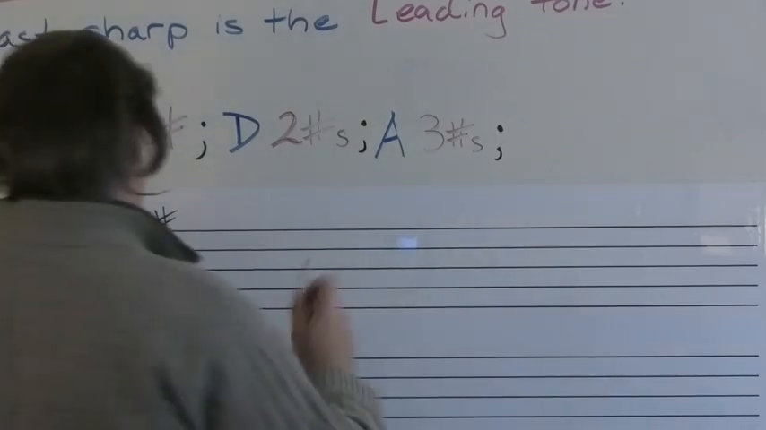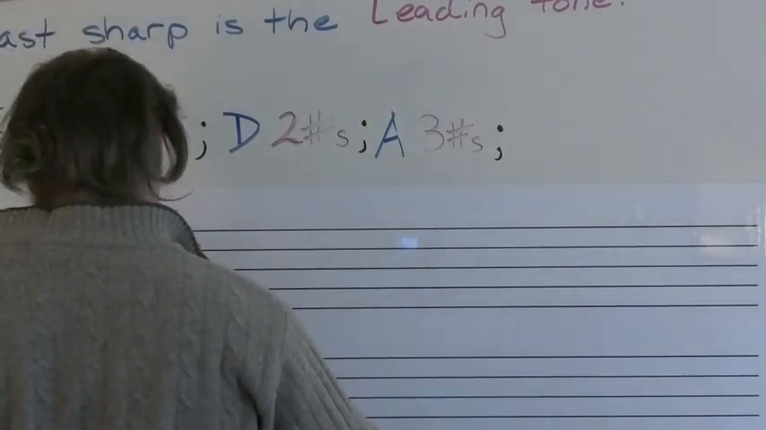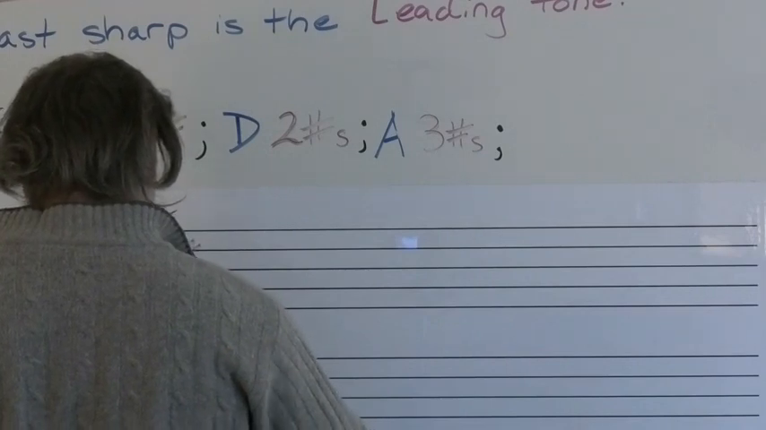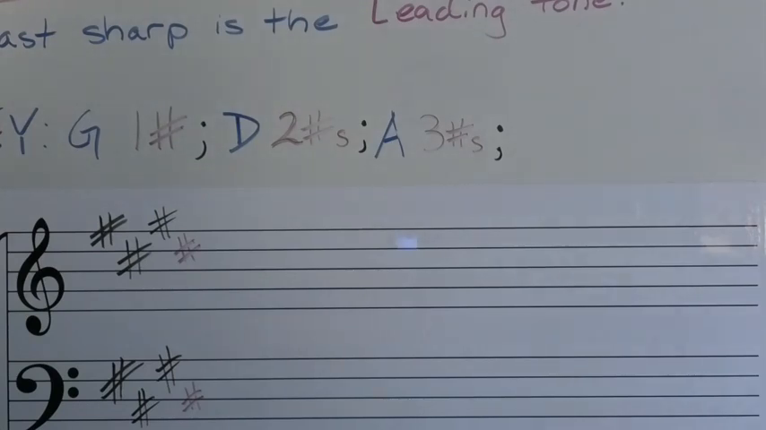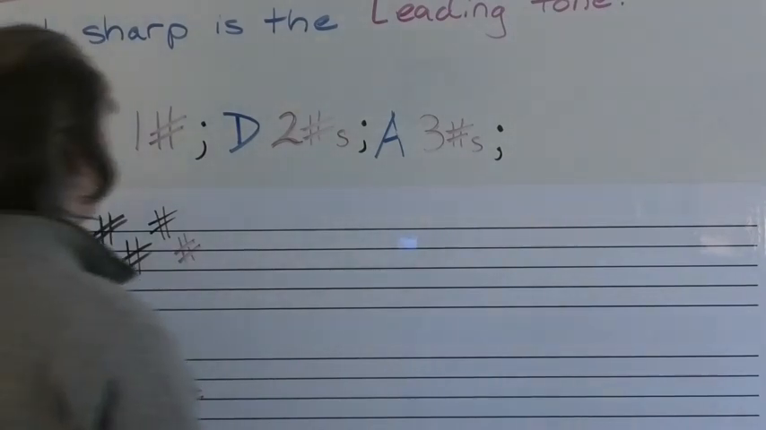Four sharps. Let's see. What's the last sharp in the key signature for four sharps? The last sharp. That, my friend, is a D sharp. Correct. A D sharp. Yes, the D sharp. And thank goodness.